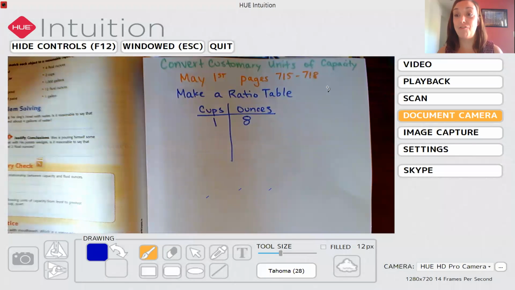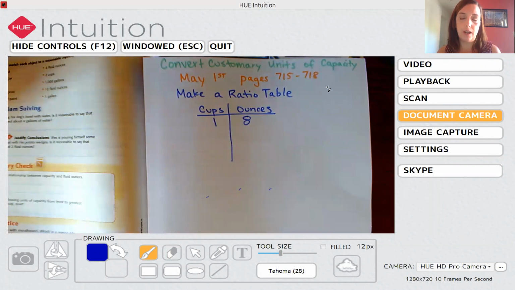It is Friday, May 8th, and it is time for our math lesson for the day. So for math today, we are going to talk about how to convert customary units of capacity.